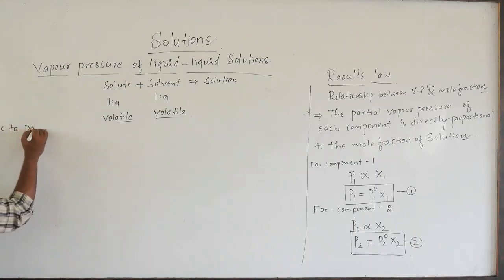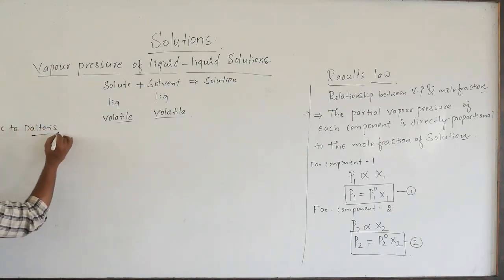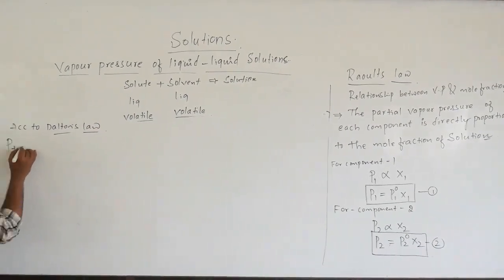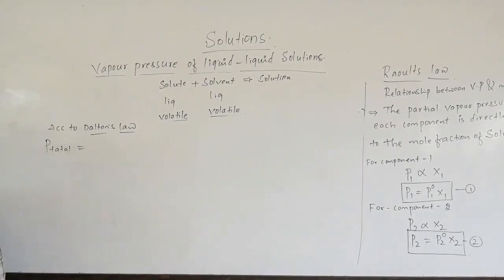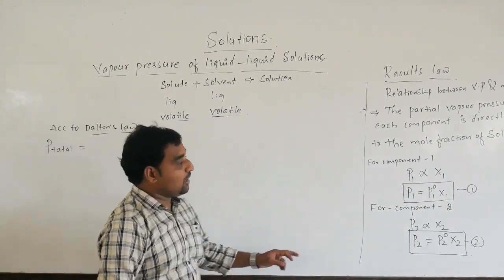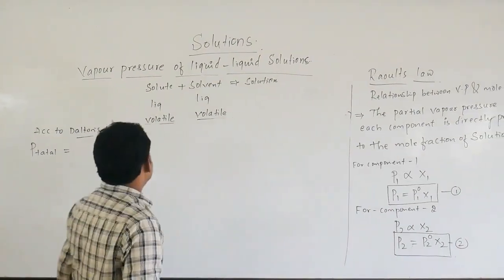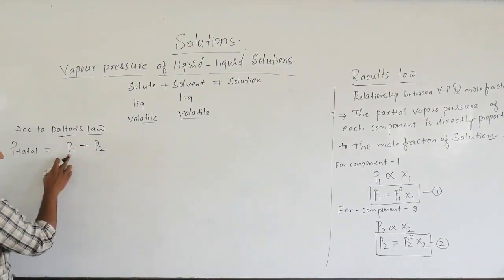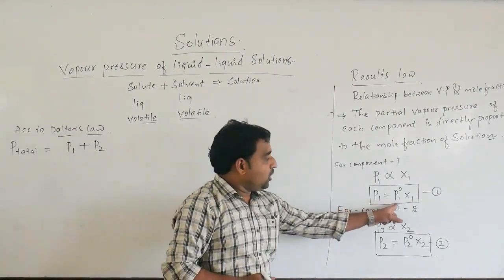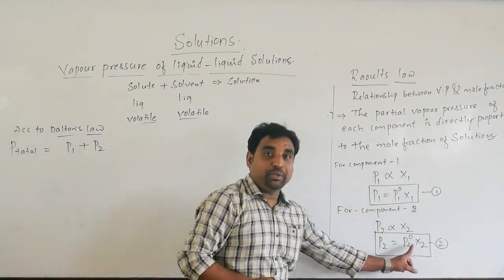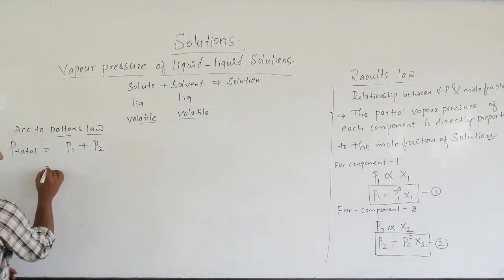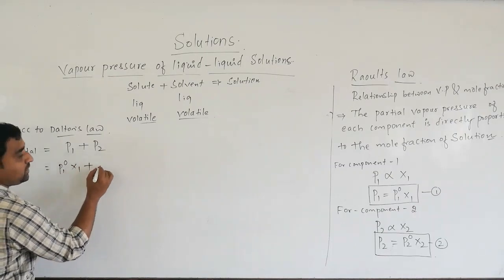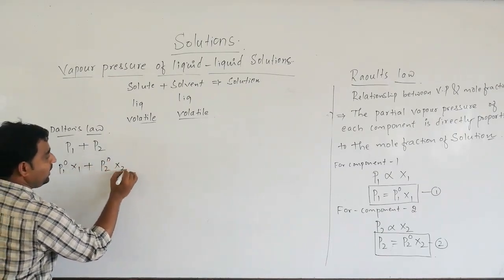According to Dalton's law, the total pressure of the solution is equal to the sum of the partial pressures of the components, that is P1 and P2. Sum of the components is P1 plus P2. We already derived P1 is equal to P1 naught into x1, and P2 is equal to P2 naught into x2. Now P total is equal to P1 naught into x1 plus P2 naught into x2.